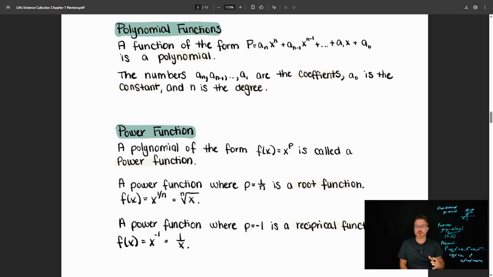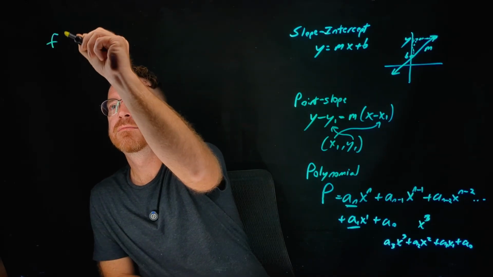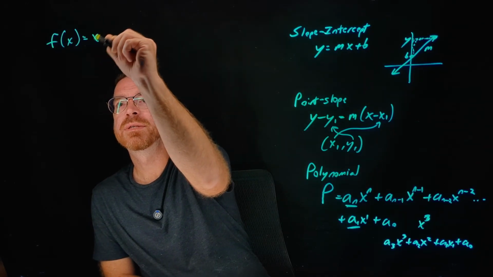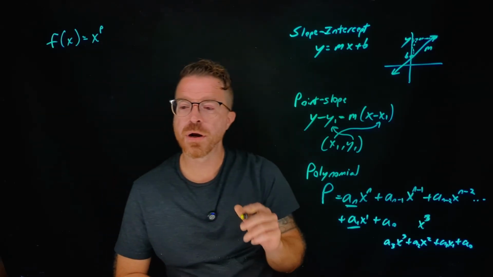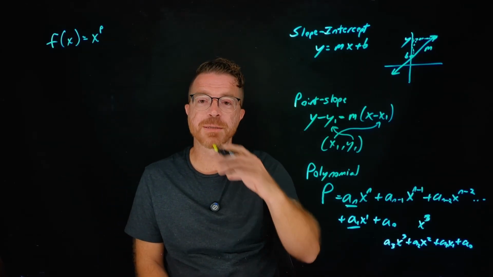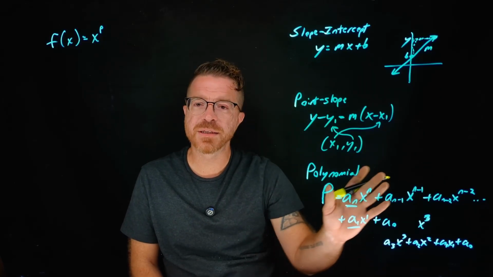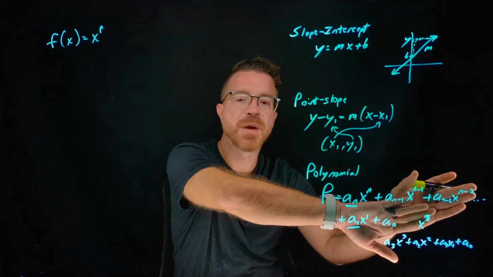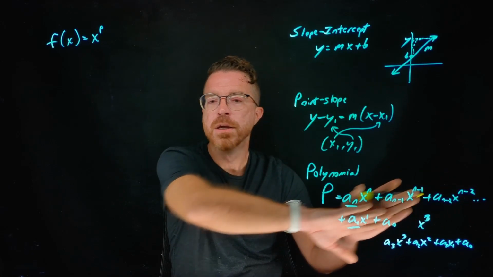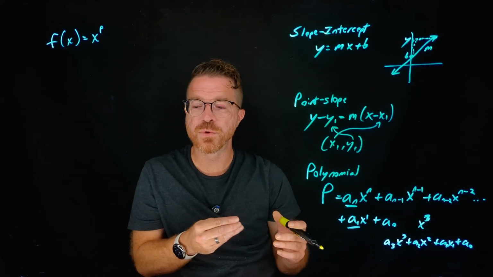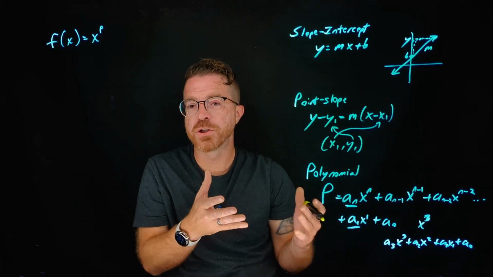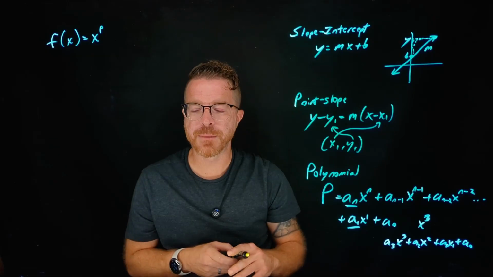Then there's your power functions. A polynomial of the form f of x equals x to the p power is called a power function. That means it's being raised to some power p in this case. So it'd be like this polynomial function, except all you have is whatever the highest power is. So if I had x cubed, then this would be a power function. It's a cubic function, right? It's cubing whatever value I put in.